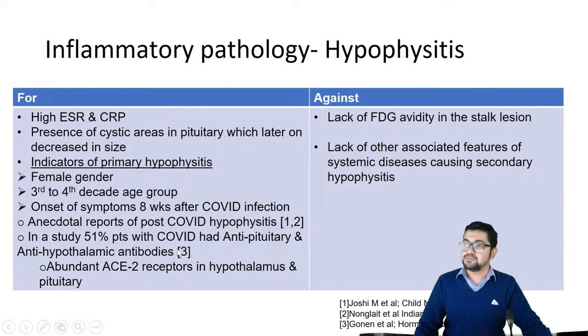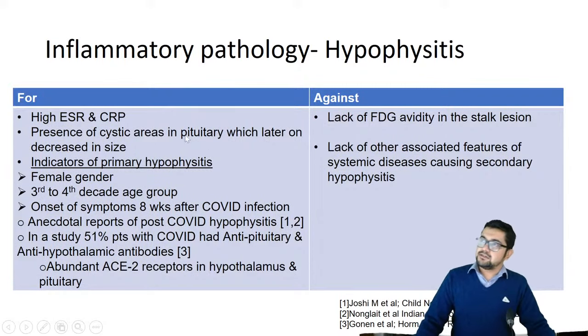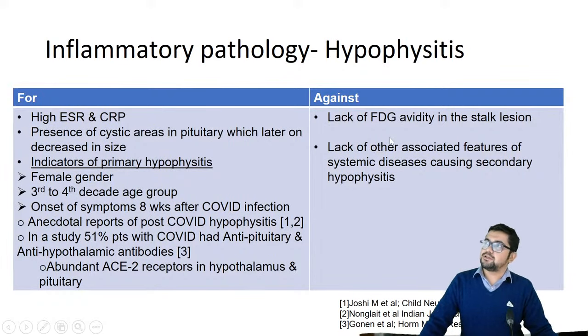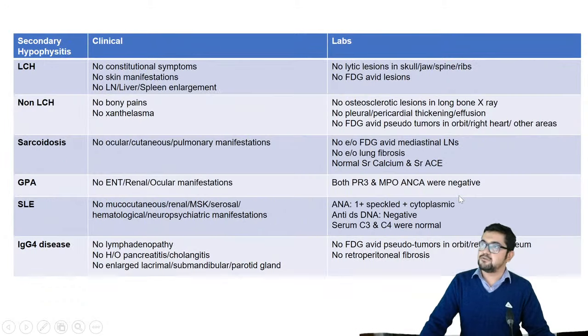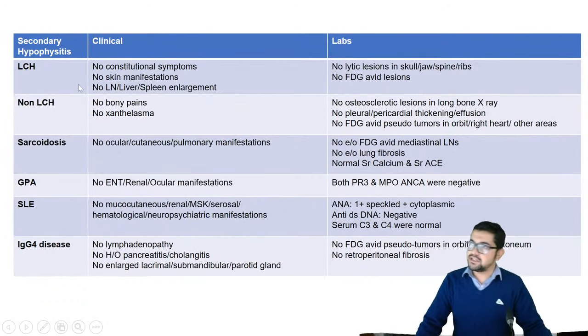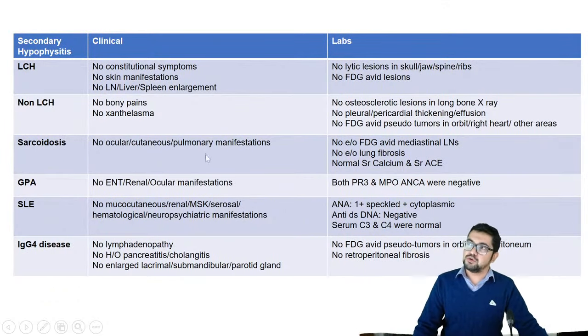and in the pituitary region. The points against inflammatory pathology were lack of FDG avidity in the stalk. However, a low-grade or indolent type of tumor may not show any FDG uptake, so even this finding will not absolutely rule out a neoplastic process. Another point against inflammatory pathology was the lack of other associated features of systemic disease causing secondary hypophysitis. We had extensively evaluated the patient for all the systemic associations. There were no clinical features and no lab findings suggestive of any systemic disease in this patient.